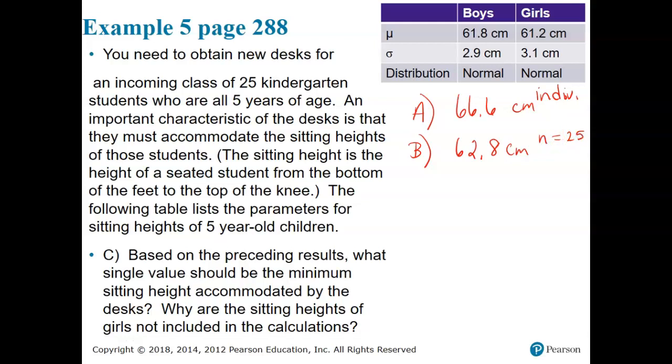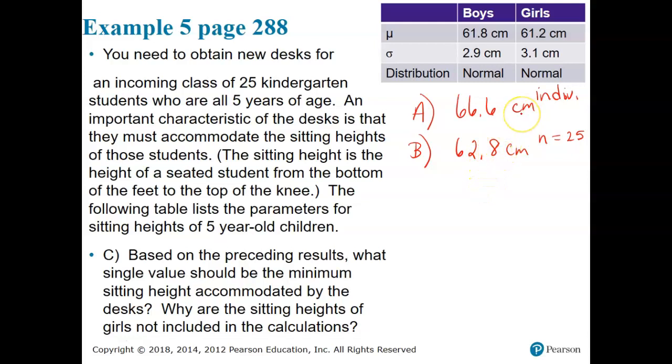Okay. So if you look at these, the natural tendency is to say, like, okay, we want to buy for the average person, so 62.8 centimeters would be what we would want to buy. But if you think about it, we already said that in order to accommodate 95% of the boys, we'd have to have a desk with a sitting height that's at least 66.6. So if I'm cutting it back and getting one that's 62.8, then I'm not going to be accommodating 95% of the boys. I'm going to be accommodating something significantly less than that.